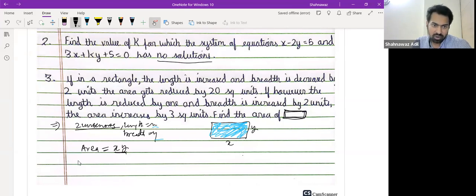Okay. So now let us understand about this first information. If the length is increased and breadth is decreased by 2 units. If length is increased by 2 units, what is the new length? The length is x, but it is increased by 2 units. So what is the new length? X plus 2. Yes, correct. X plus 2, new breadth, Y plus 2.